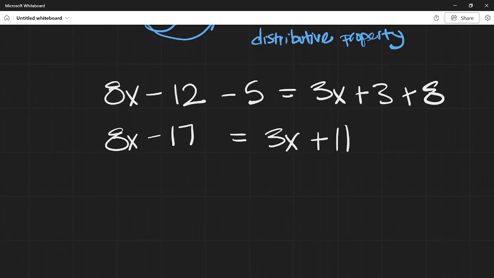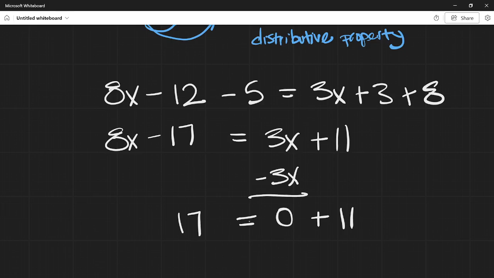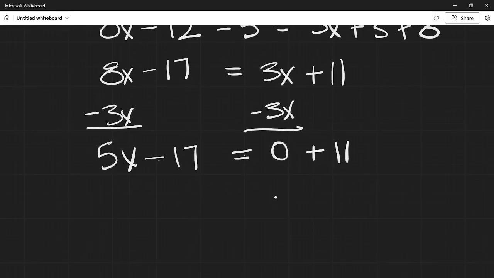Combine all the like terms. Let's just keep the same convention, and let's move all of the x terms to the left-hand side and all of the other constant terms to the right-hand side. To do this, I have a positive 3x. I'm going to subtract 3x to get 0 plus 11 on the right-hand side. Bring down the equal sign. And I have 17. But remember, whatever I do over here, I have to do right here as well. And 8x minus 3x is 5x. What's 0 plus 11? It's 11. Bring down your equal sign.